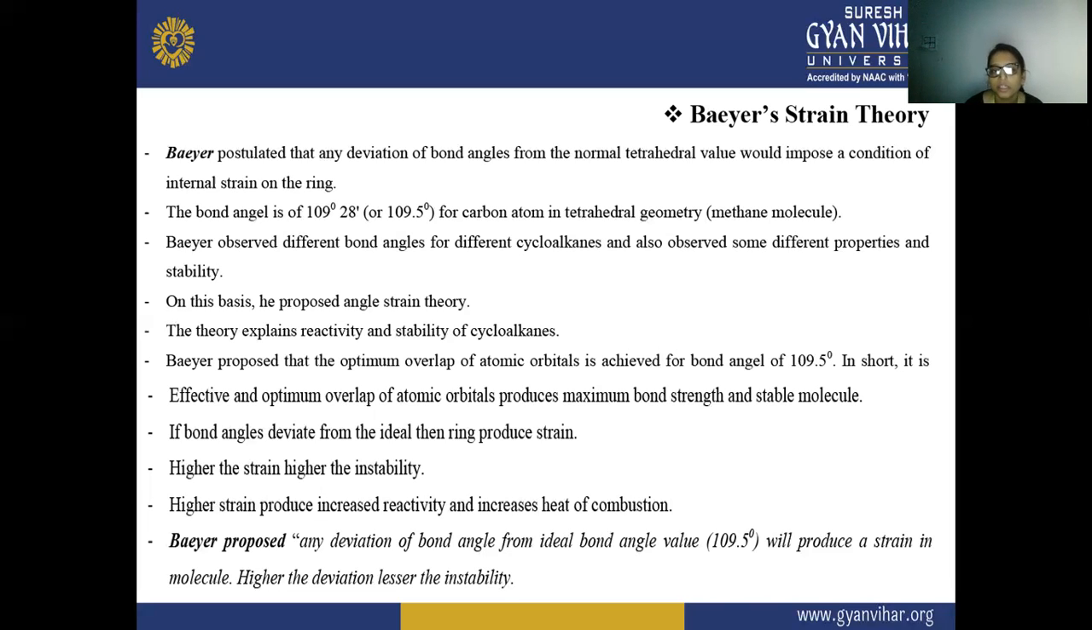So the bond angle is 109.5 degrees for a carbon atom in tetrahedral geometry. It means that the alkanes which are in the tetrahedral geometry have the bond angle of 109.5 degrees. So this bond angle applies to all the alkane molecules, and in the case of cycloalkane, if there is any deviation in this 109.5 degree angle, then that will apply a strain on the ring.